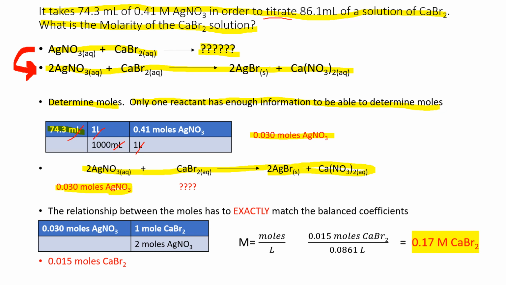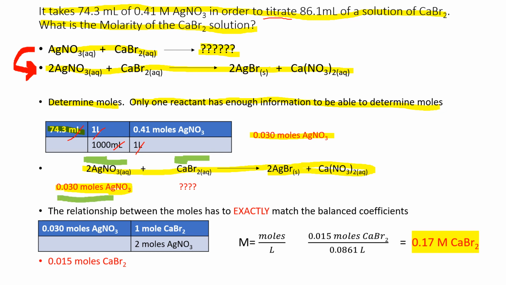And what this really means, I'm going to show this in kind of green highlighter here. What this means is that what we have has to exactly match the balance coefficients. So let's look at the balance coefficients. 2 silver nitrate for 1 calcium bromide. What does that mean? That means for this reaction to completely consume itself, for these reactants to completely run out at the same time, the relationship between the silver nitrate and the calcium bromide needs to be 2 to 1. We need to make that actually happen with the moles that we have.